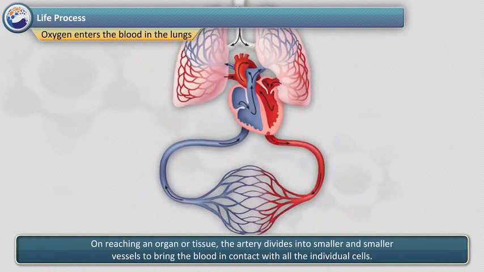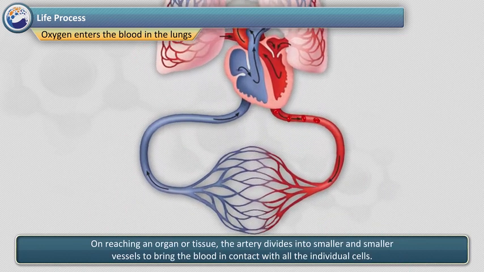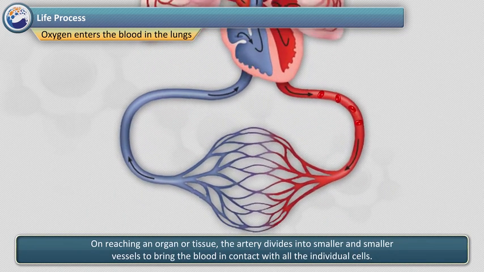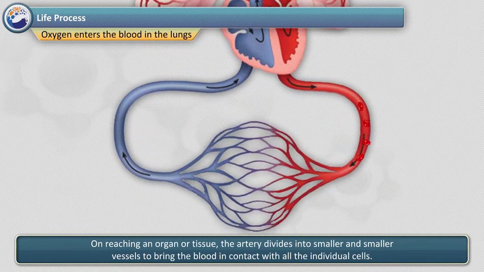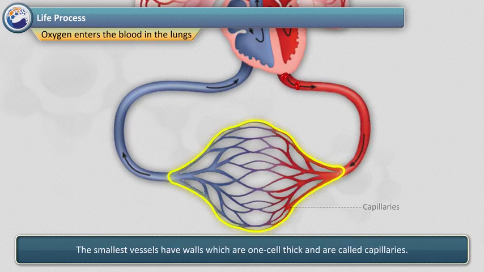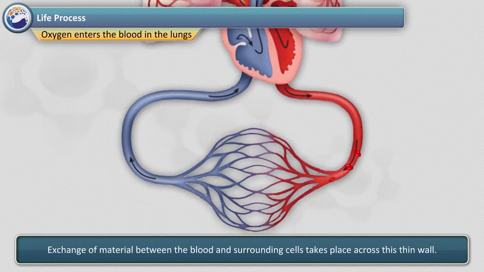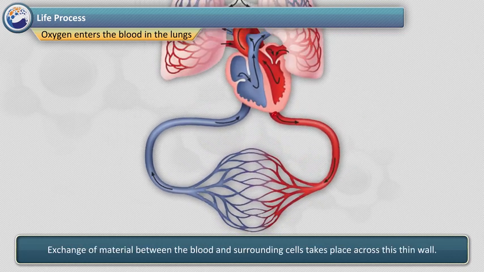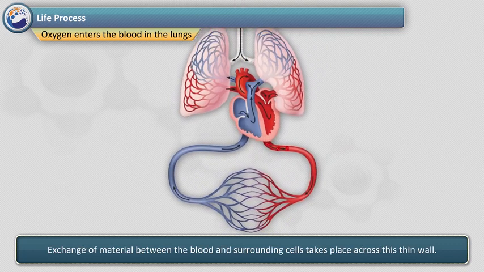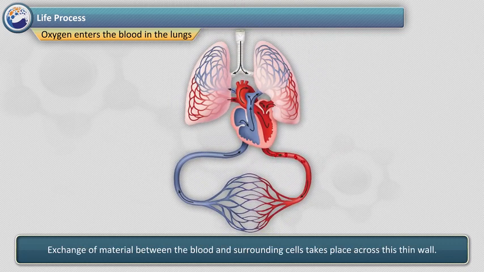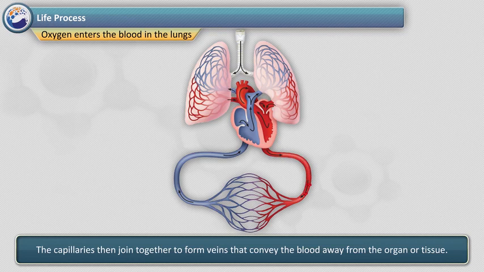On reaching an organ or tissue, the artery divides into smaller and smaller vessels to bring the blood in contact with all the individual cells. The smallest vessels have walls which are one cell thick and are called capillaries. Exchange of material between the blood and the surrounding cells takes place across this thin wall. The capillaries then join together to form veins that convey the blood away from the organ or tissue.